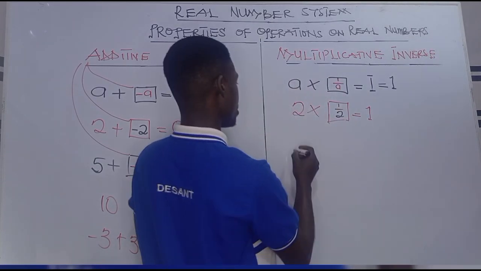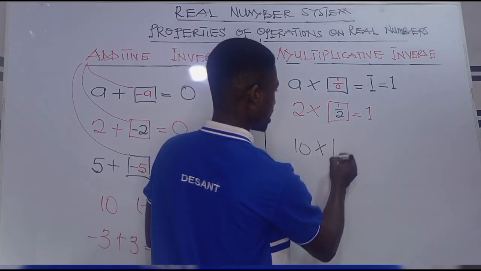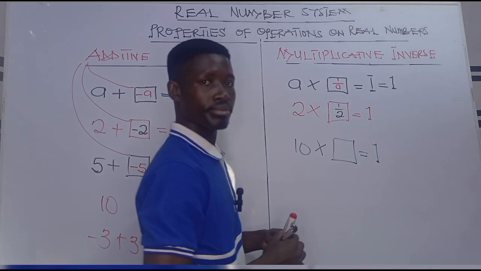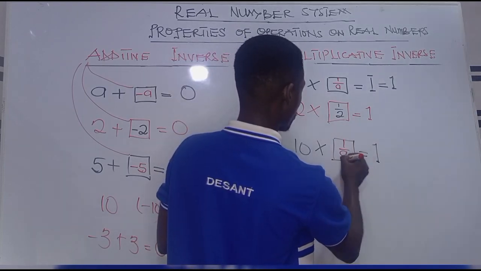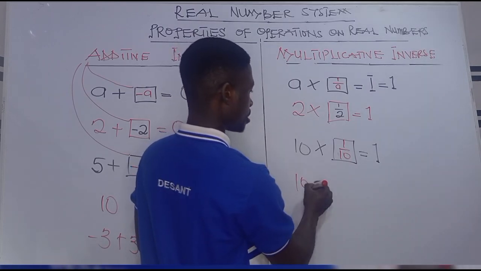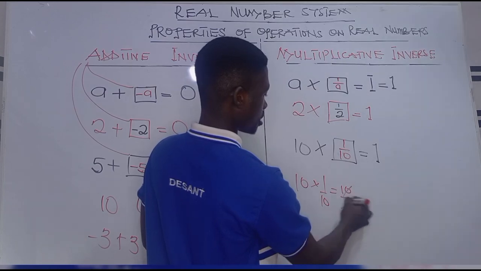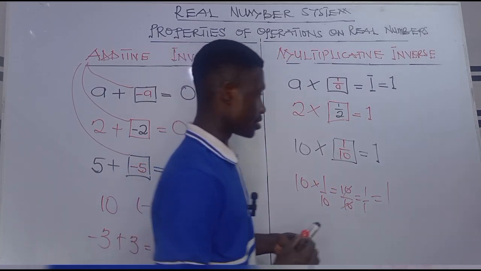Similarly, when you have a number, let's say 10, what number will you multiply by 10 to give us 1? And I believe you are saying it is 1 over 10. Because 10 times 1 over 10 is equal to 10 over 10. This will cancel that. We have 1 over 1, which is the same as 1. Good.